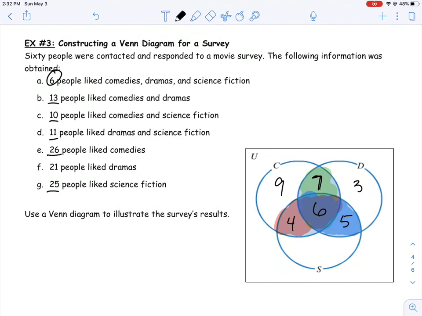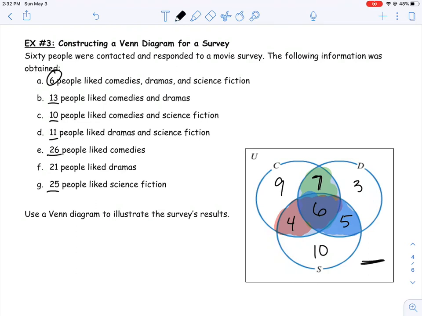How many people like science fiction? 25? But remember, I already have some in that bubble. So what's 25 minus 4 minus 6 minus 5? So I have 10. So 10 would go in that outside piece.